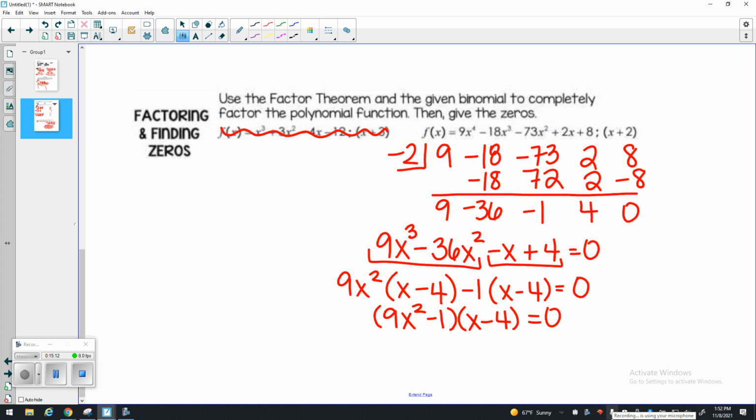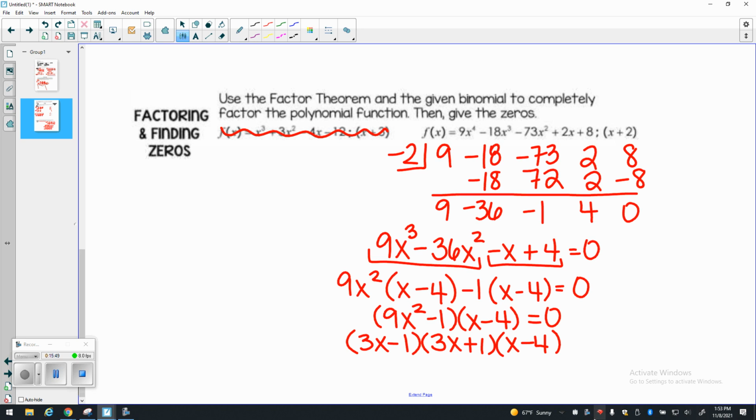Is that 100% factored? No, because how do I know if it's factored if it has the x to what power? What has to be in that parentheses with the x? It has to just be x. Is this the difference of two squares? Is 9 a perfect square? Is x squared a perfect square? Is 1 a perfect square? Yes. So this factors into 3x minus 1, 3x plus 1, x minus 4.